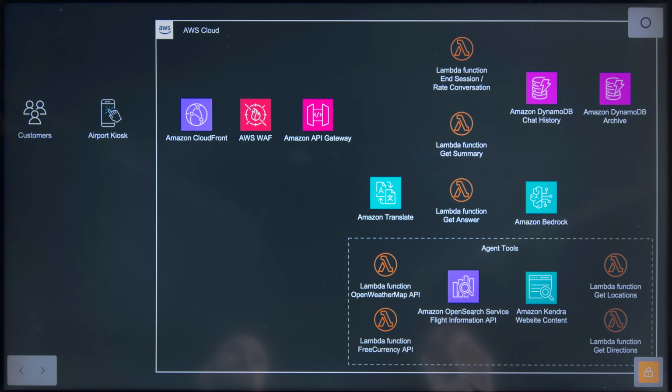Hey Alex, this looks like a really interesting architecture. I see a lot of our AI services and also generative AI service on the map here. Tell us about the business problem that you're trying to solve with this architecture.